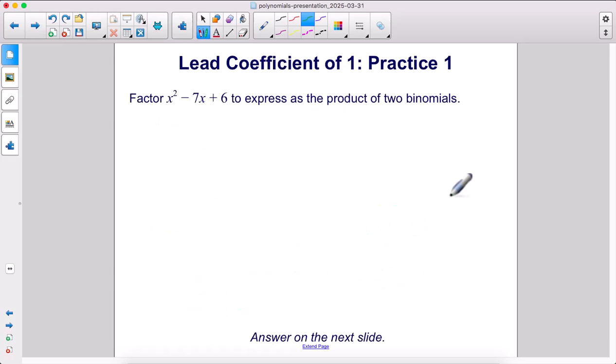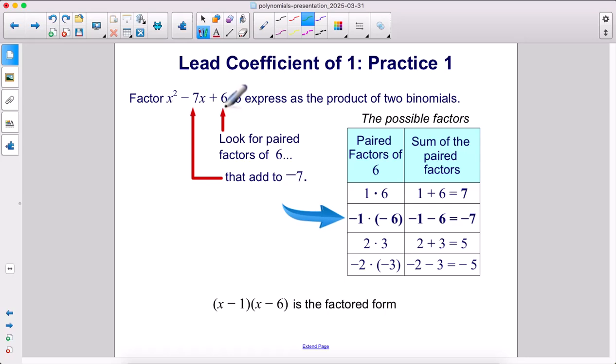Factor x squared minus 7x plus 6 to express as the product of two binomials. First, we look at all of the paired factors of positive 6, and we had this table from before.